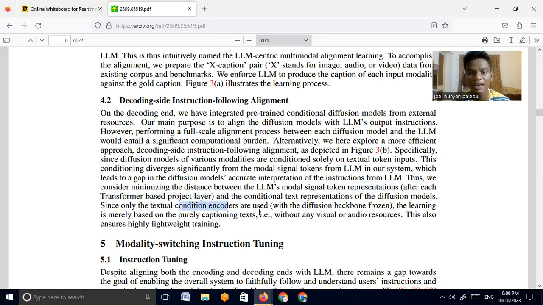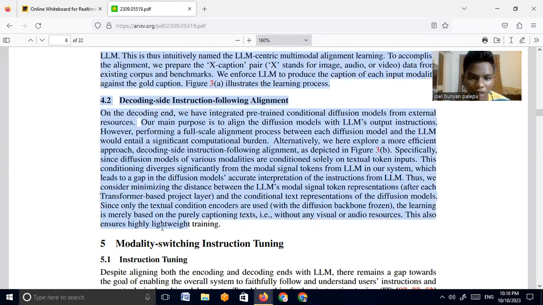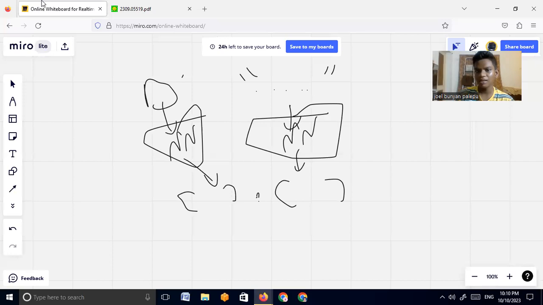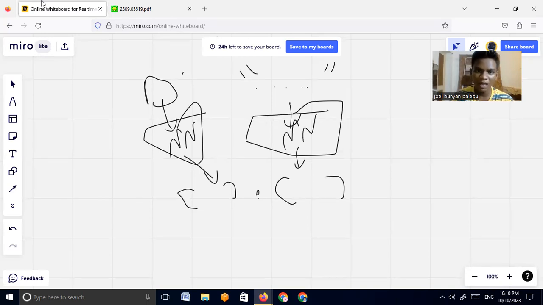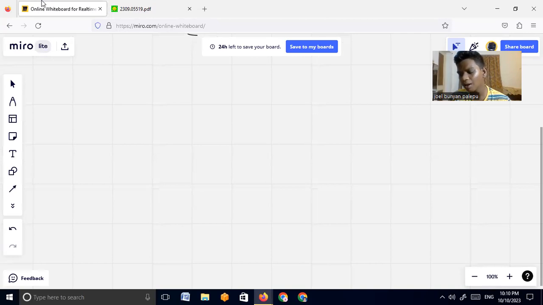Since only conditional text encoders are used, the learning here is merely based on pure captioning text, that is, without any visual or audio resources. This also ensures highly lightweight training. Again, pretty basic words, right? Here, rather than encoding from images to text, we'll just encode text into text. So basically, we'll just update the model, or improve the model's ability in prompting the diffusion model. So that is basically what we're doing here.